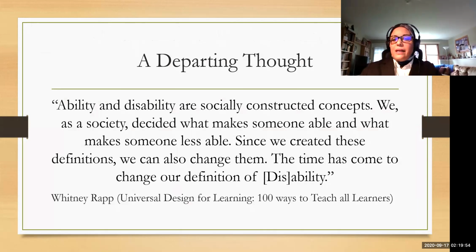I would like to end with a departing thought borrowed from Whitney Rapp, the author of the book Universal Design for Learning: 100 Ways to Teach All Learners. She says, ability and disability are socially constructed concepts. We as a society decided what makes someone able and what makes someone less able. Since we created these definitions, we can also change them. The time has come to change our definition of disability. Thank you.